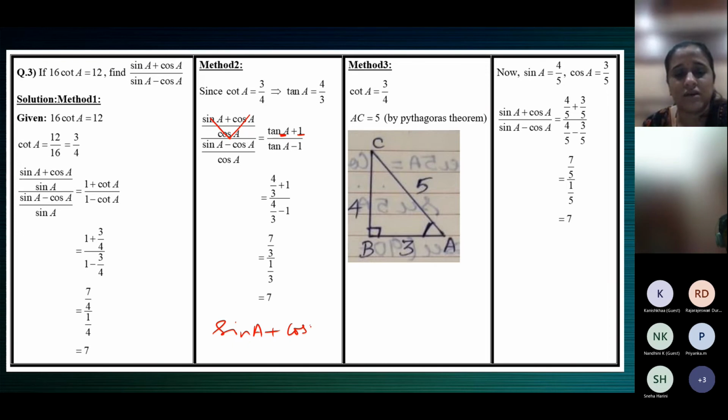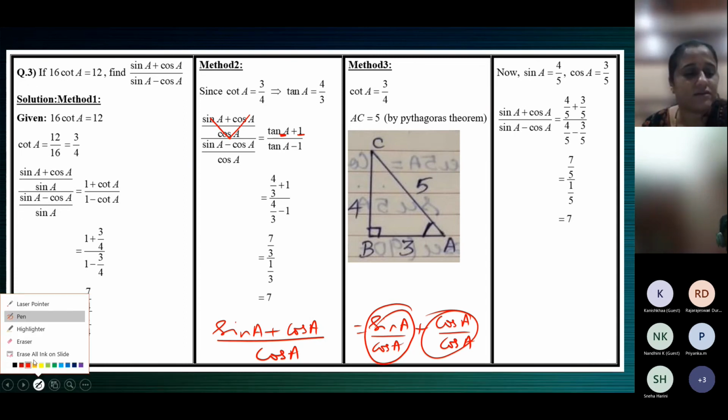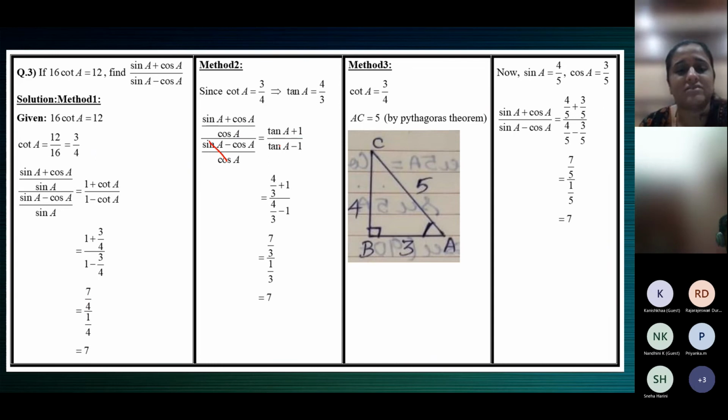Sin A plus cos A, the whole thing divided by cos A, means sin A by cos A plus cos A by cos A. So sin A by cos A is tan A, plus 1, divided by tan A minus 1. Now we know the value of tan A, 4 by 3. So 4 by 3 plus 1 over 4 by 3 minus 1, LCM, and we get the same answer, 7. Otherwise, the usual procedure.